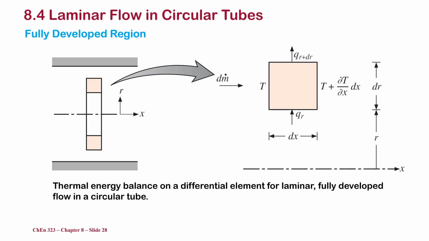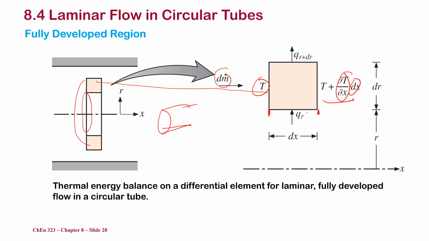Let's say we focus on a ring here. Okay, so this is the ring. This is a cylindrical pipe. So if you want to think about this ring here, we have heat transfer in the radial direction, and then we have mass flow in the x direction. The temperature at the left face is T, at the right face is dT/dx times dx.